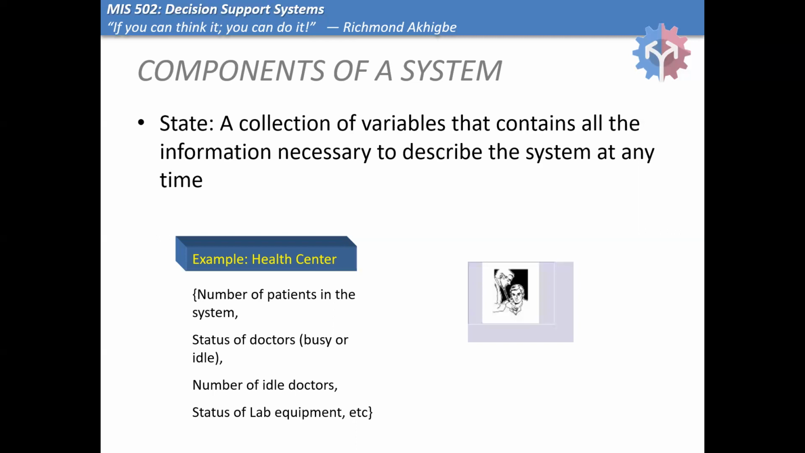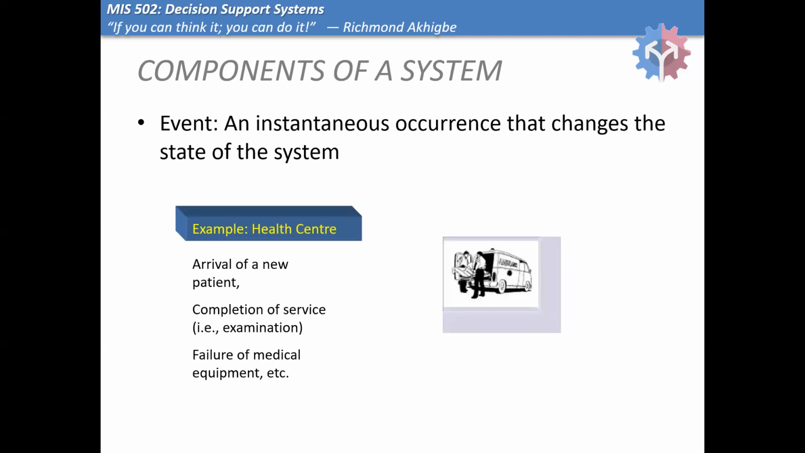A collection of variables that contains all the information necessary to describe the system at any instant of time. That's why I said take a picture. Instant means exactly now, what is going on here. So together, all these things: number of patients plus status of doctors, busy or idle. Even if the number of customers doesn't change, but a doctor becomes busy, that's a state change, okay? And the status of lab equipment, if equipment broke down or something, that's a state change.